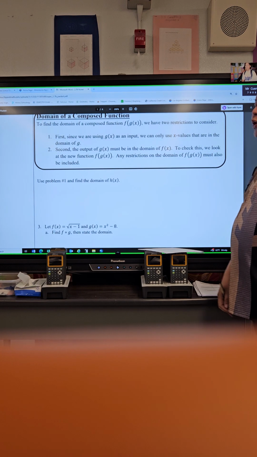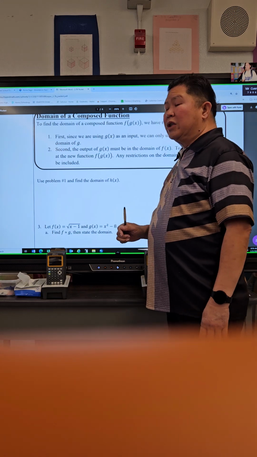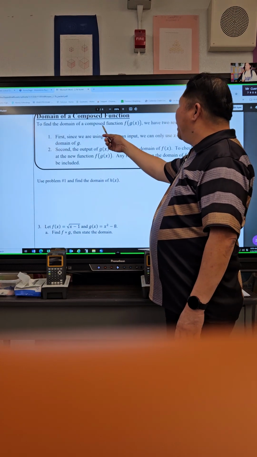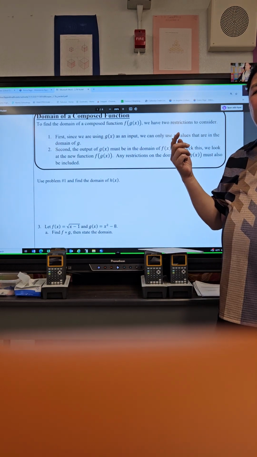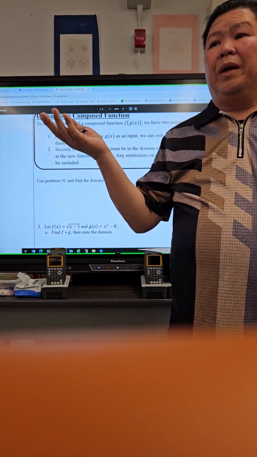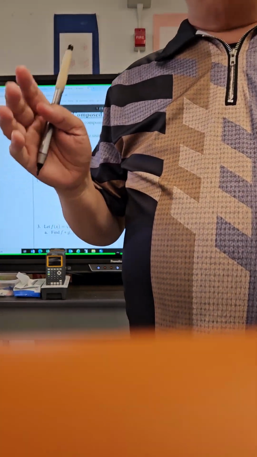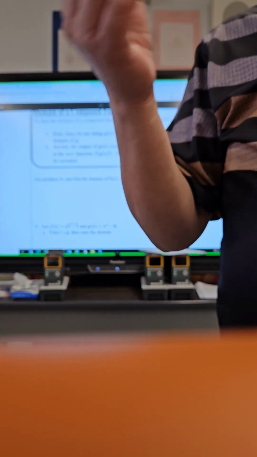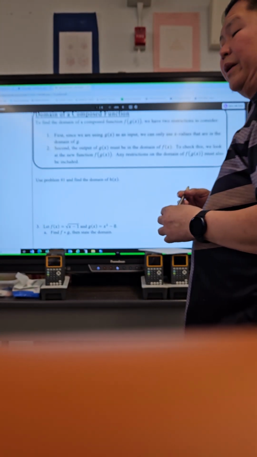So we say domain of a composed function. To find the domain of a composed function, what do you think? What is your idea about domain? Input x. Okay, the input x, right? Or the values of x. That's the domain, the x value.